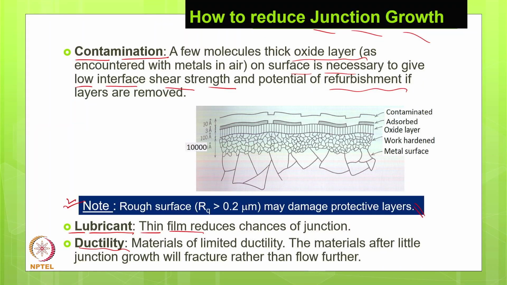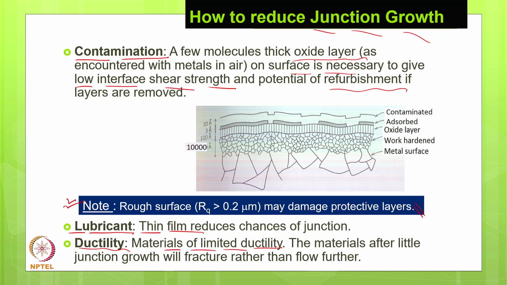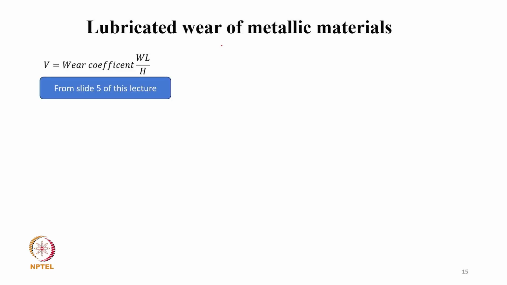Finally comes ductility. Particularly to minimize the junction growth, we say reduce ductility, go for lesser ductility, so the junction really ruptures. So from that point of view, a slightly brittle material or ceramic material will be a better option compared to the metal surface. These are some suggestions to minimize the coefficient of friction and particularly junction growth. Now one more point comes: what we have derived is an equation particularly for the dry cases.